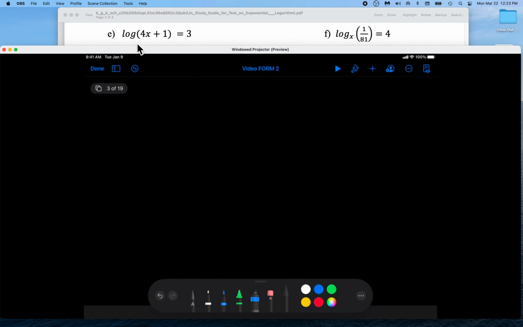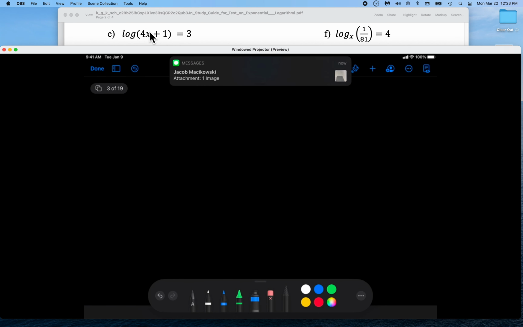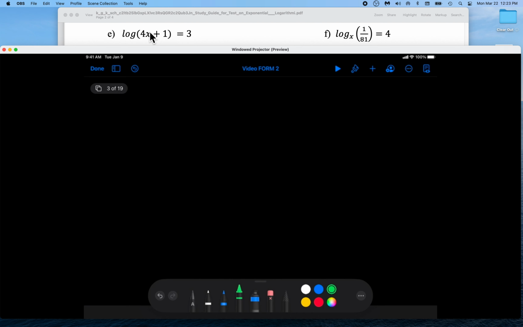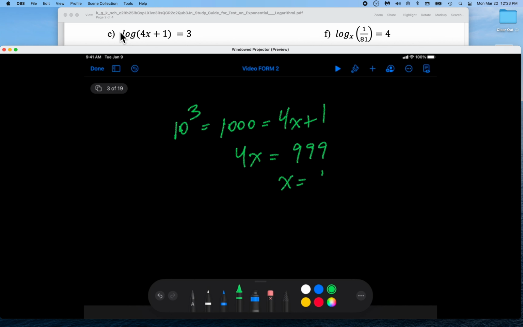We have whirlybird. There's a hidden 10 here. There's a hidden 10 as a base. We're going to go 10 to the 3rd equals that. 10 to the 3rd equals 1,000. Equals 4x plus 1. 4x equals 999. And x equals this bizarre answer, 999 over 4.